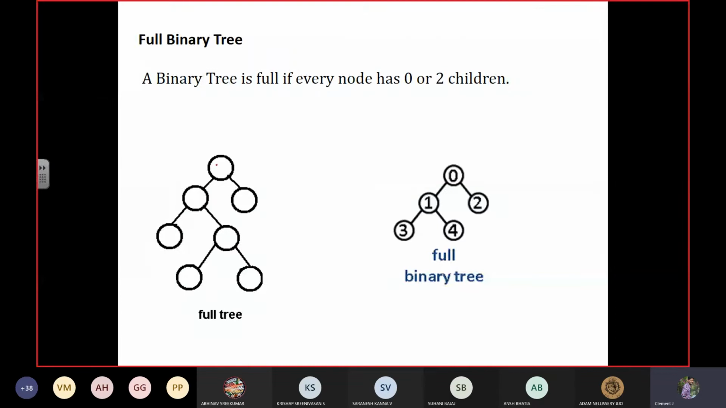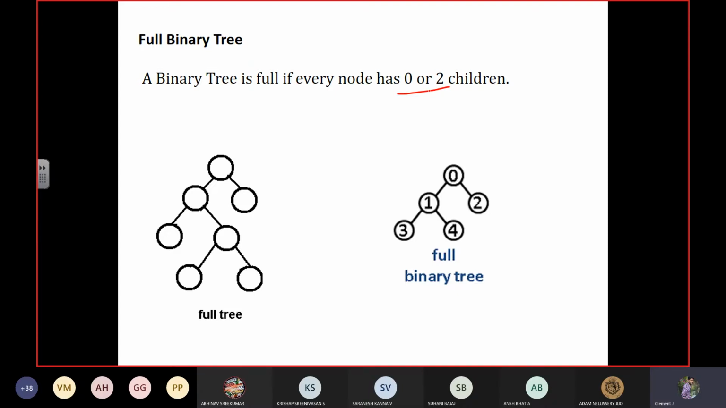Okay, now see here, the next definition is the full binary tree. That is another classification of the binary tree. A full binary tree means first it has to be a binary tree. Next, a full binary tree means it may have exactly zero or two children.